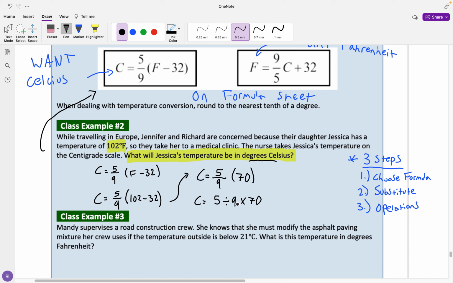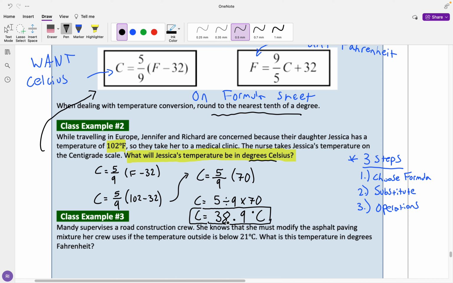That's something that you'll just type into your calculator now. And it comes out to be 38.9 degrees Celsius. Rounding, if it doesn't state how many decimals, then just keep one place after the decimal: 38.9 degrees Celsius.